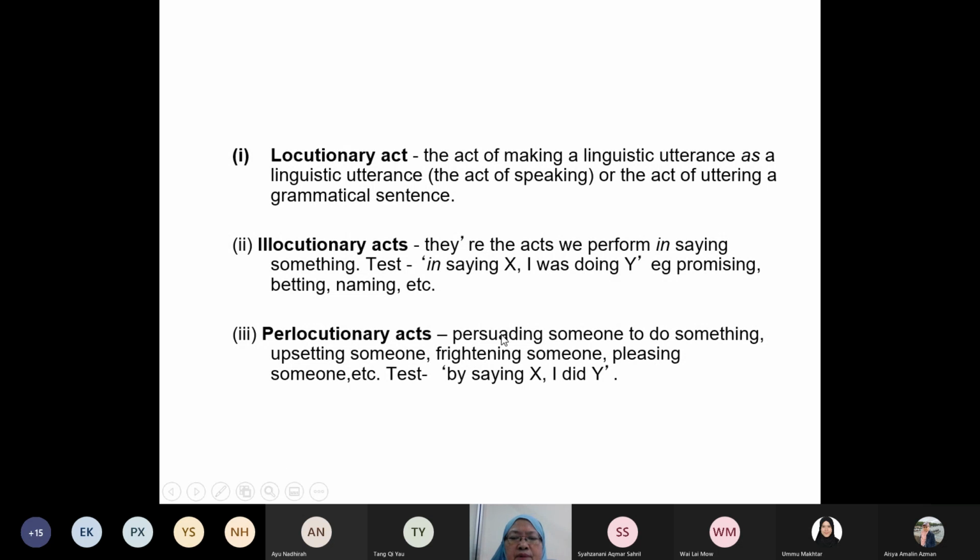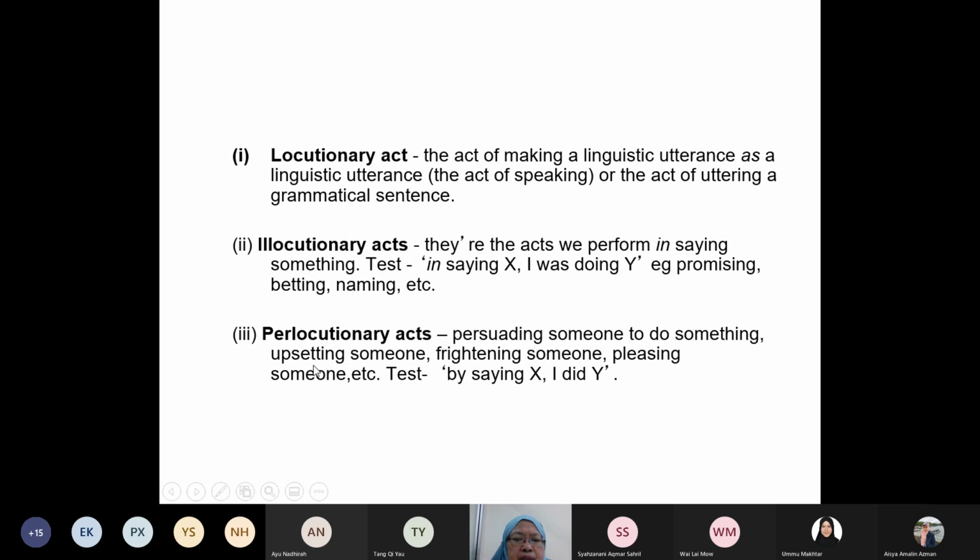So when you're persuading someone, you say, come join me to the movies. I heard the reviews are quite good. So when your friend hears this, the effect of you saying something results in the person eventually doing something else. Okay, so it's the effect of your words to someone.